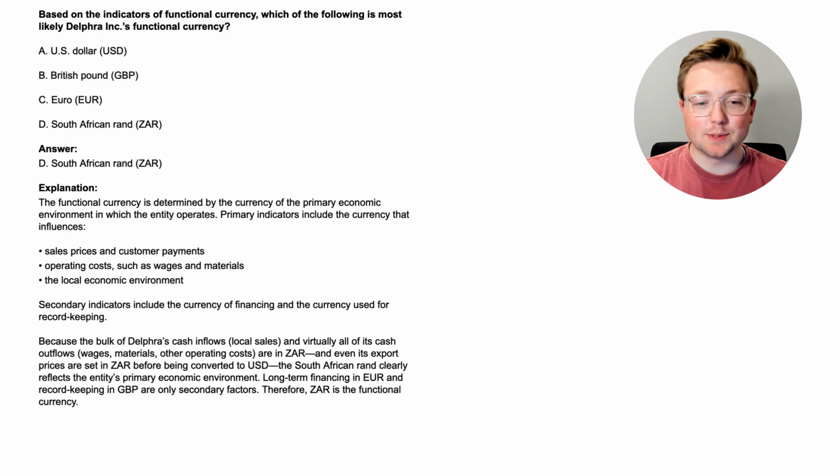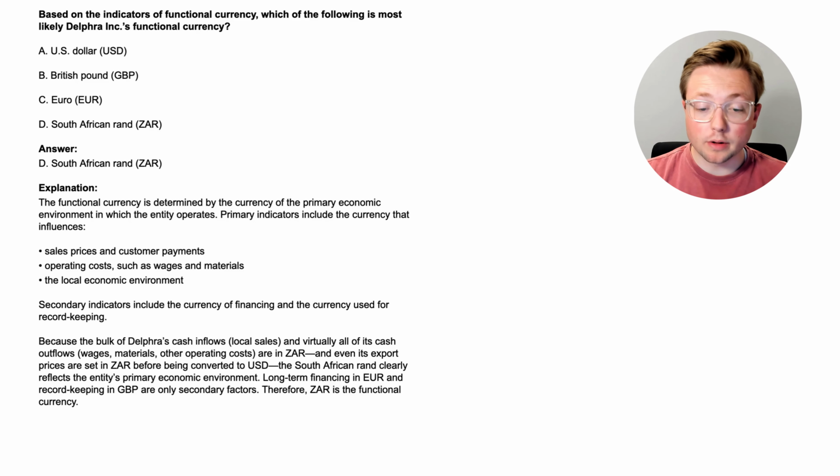Okay, here we are. The answer is D, the South African rand. Again, the ZAR is the functional currency in this situation. You could have maybe thought it was the USD, but it's the ZAR in this situation. So let's read through this to learn a little bit more. The functional currency is determined by the currency of the primary economic environment in which the entity operates. Primary indicators include the currency that influences sales prices and customer payments, operating costs such as wages and materials, and the local economic environment. Secondary indicators include the currency of financing and the currency used for record keeping.